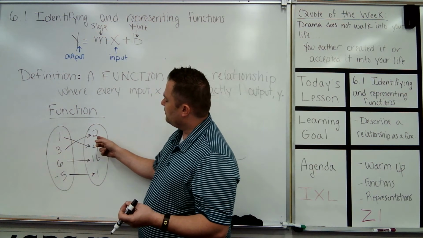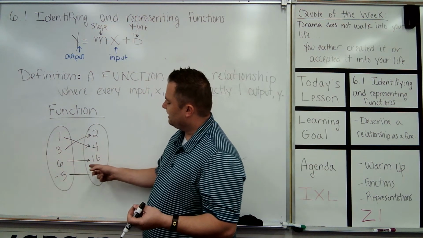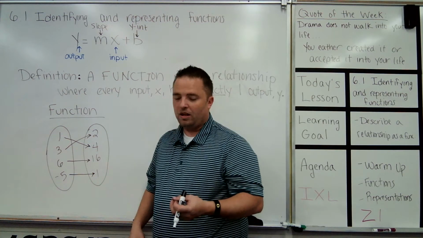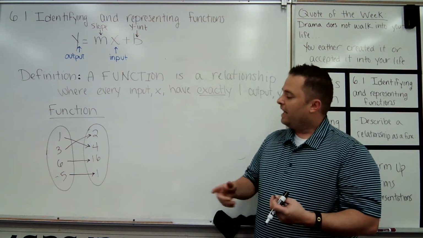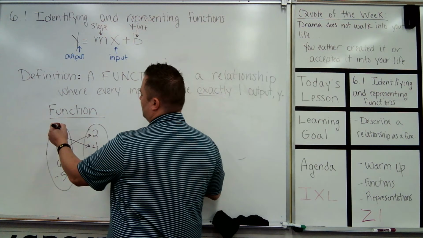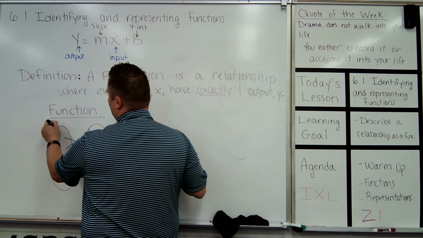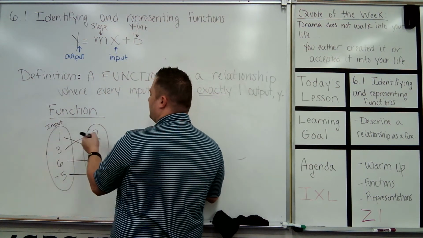When I put in 3, 2 came out. When I put in 6, 16 came out. When I put in -5, 1 came out. This is an example of a function. Every input, remember these are the inputs, produced exactly one output.